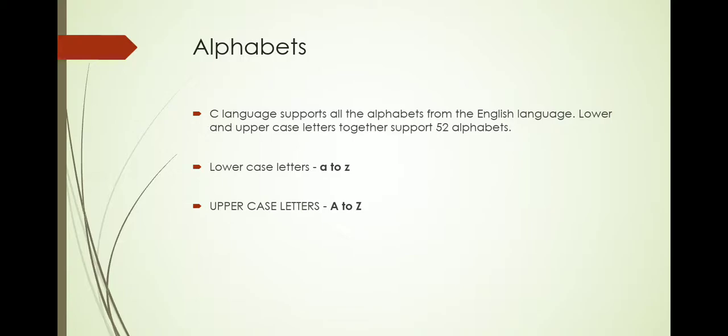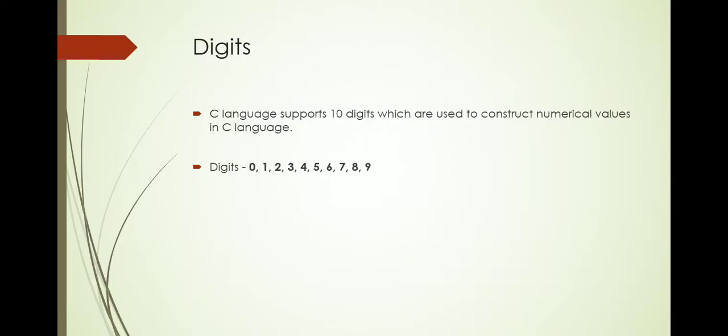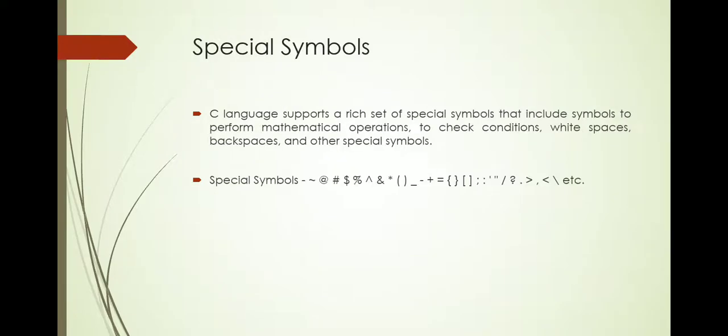Alphabets. C language supports all the alphabets from the English language. Lowercase and uppercase letters together support 52 alphabets. Lowercase letters a to z. Uppercase letters capital A to capital Z. C language supports 10 digits which are used to construct numerical values in C language. Digits from 0 to 9. Next, special symbols. C language supports a rich set of special symbols that include symbols to perform mathematical operations, to check conditions, white spaces, backspaces, and other special symbols. The special symbols are shown here.